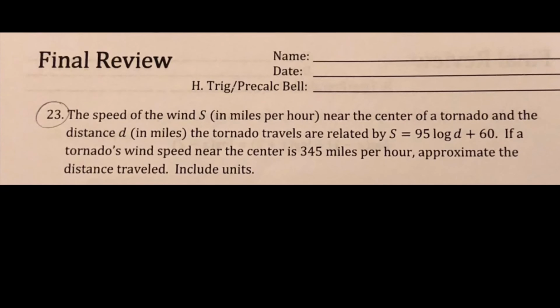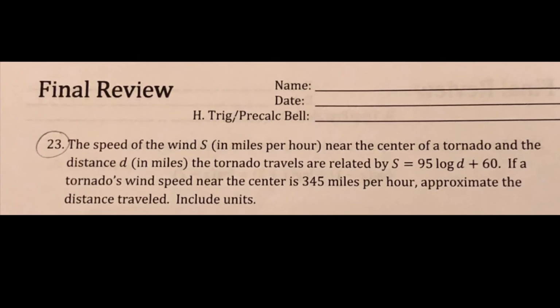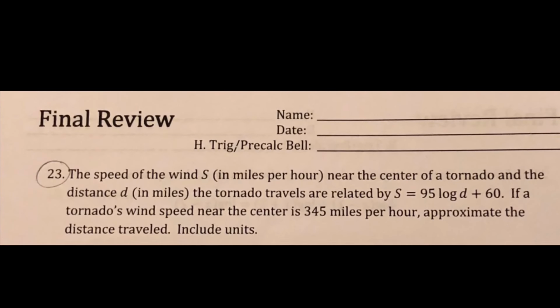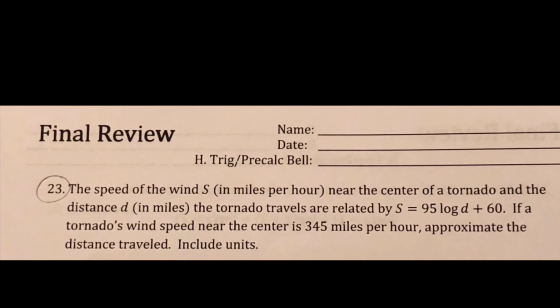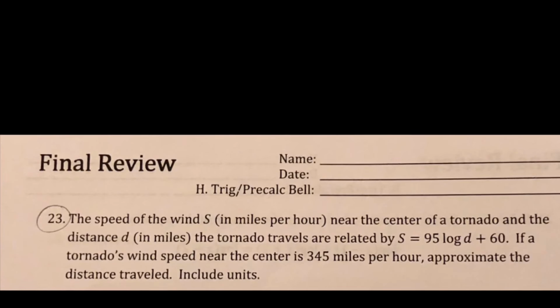The speed of wind, s in miles per hour, near the center of a tornado, and the distance d in miles the tornado travels are related by s equals 95 log d plus 60. If a tornado's wind speed near the center is 345 miles per hour, approximate the distance traveled and include units.